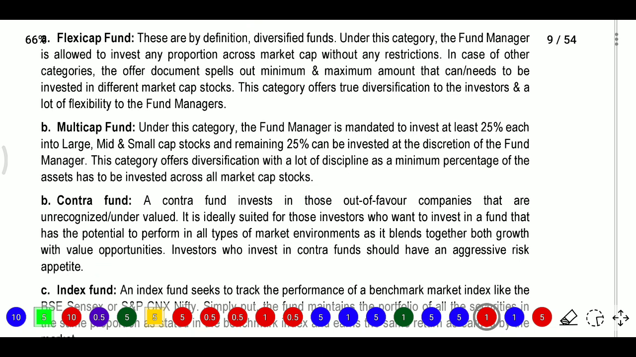Next, multi cap funds. Under this category, the fund manager is mandated to invest at least 25% each in large cap, mid cap and small cap funds, and the remaining 25% can be invested at the discretion of the fund manager. So only on that 25% he has the option to invest anywhere. In flexi cap he can invest 100% in any funds. In multi cap funds you will use 25% each in large, mid and small, and the remaining amount will be invested at his discretion.